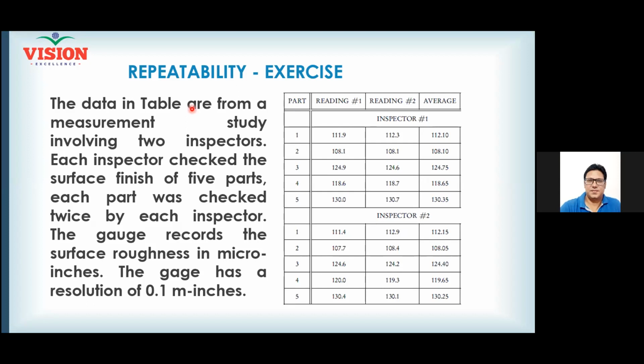Now the data in the table are from a measurement study involving 2 inspectors. How many appraisers? 2 appraisers. Each inspector checked the surface finish of 5 parts. Each part was checked twice by each inspector. The gauge records the surface roughness in micro inches, and the gauge has a resolution of 0.1 micro inches.